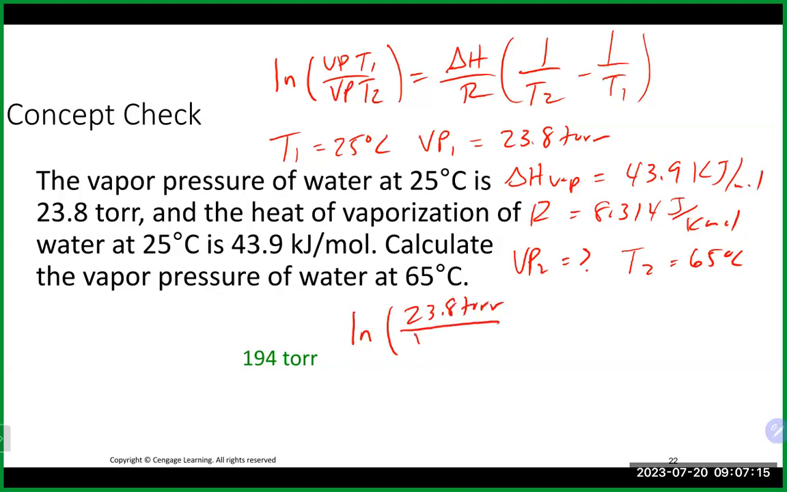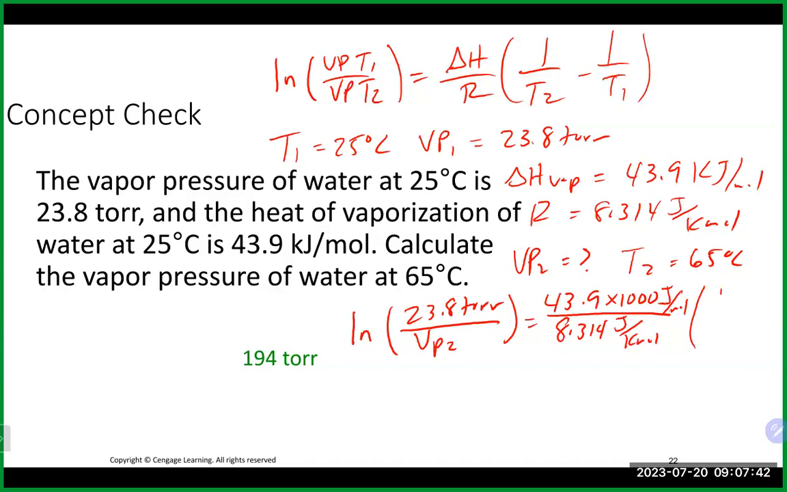We're looking for our second vapor pressure, equals our delta H, which is 43.9. What I'm going to do is actually multiply it by 1,000. What that is going to do is convert it to joules rather than kilojoules, so I'm in the right unit. The reason I need to do that is my number here is in joules. That way, again, you're not off by a factor of 1,000, which is a common thing.